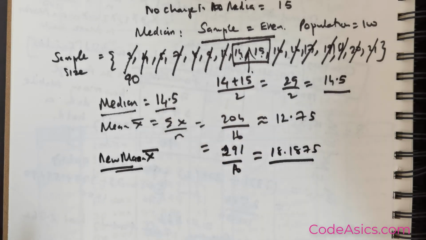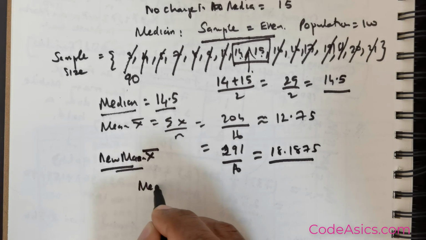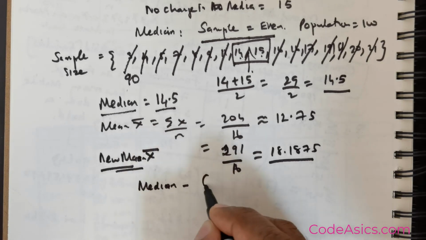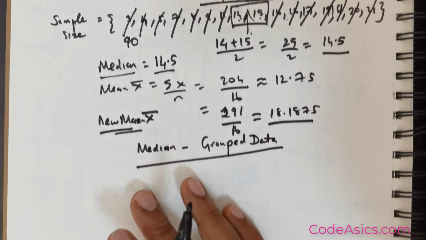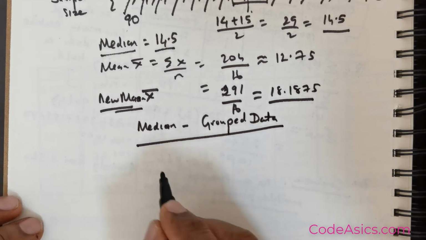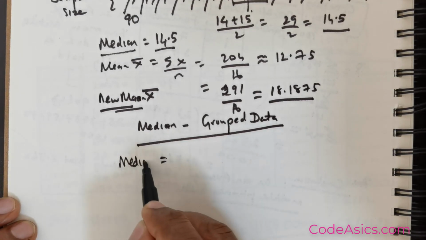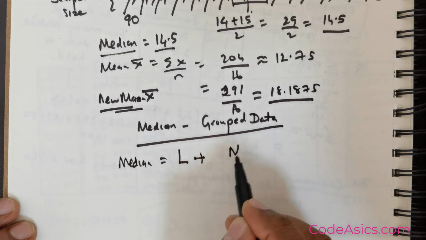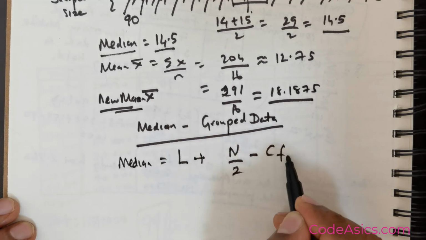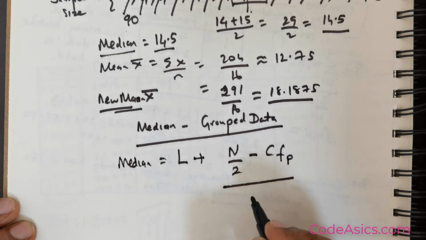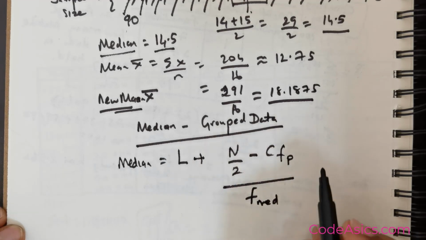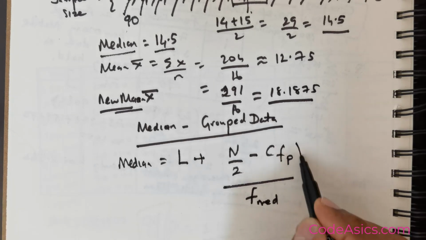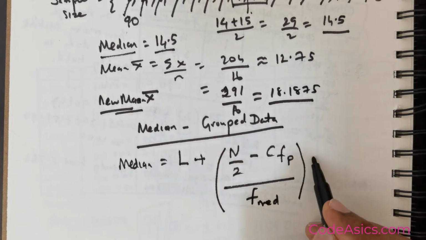So having given you that, now let me go on to show you how to find the median when you are encountering grouped data. Now this is very important, and for this you need to get this formula. So median is equal to L plus, the formula looks a little bit confusing, don't worry, I'll explain it to you: N divided by 2 minus CFP, divided by F MED. I'll explain what the MED stands for. This entire thing has to be multiplied with W.